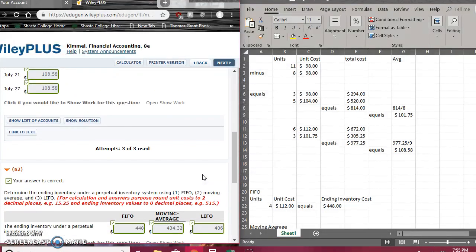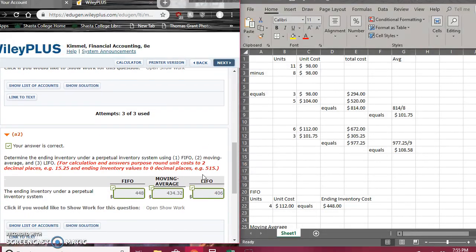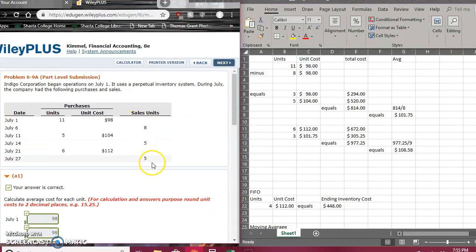Then for part B, or I guess part A2, we are finding the ending inventory under perpetual inventory system using FIFO, moving average, and LIFO. We can see that there are a total of 22 units that we sold by adding up all of these. So we know that we have 4 units left by subtracting 22 minus 18, which we get from this column.